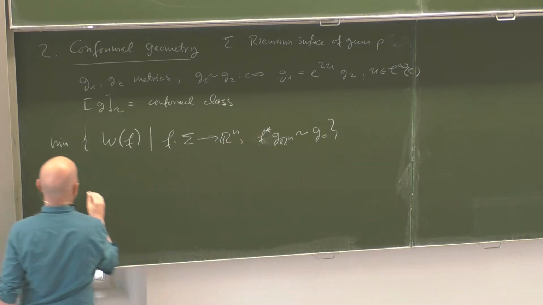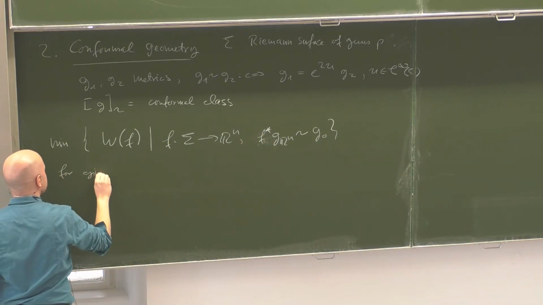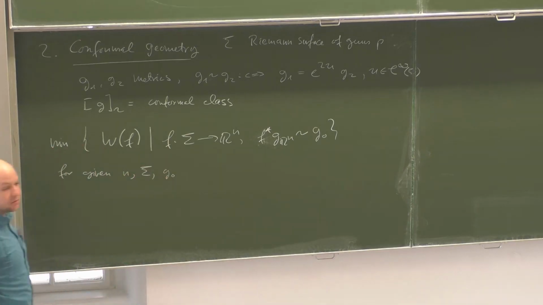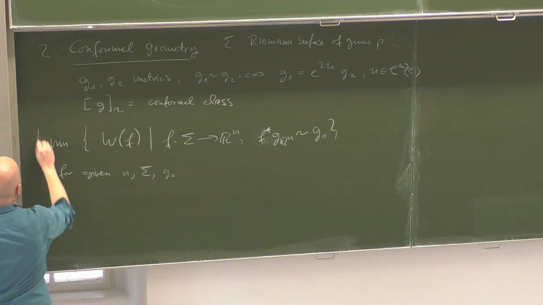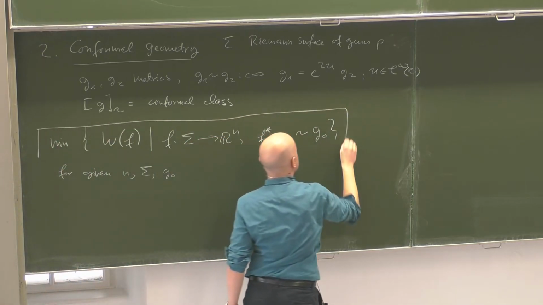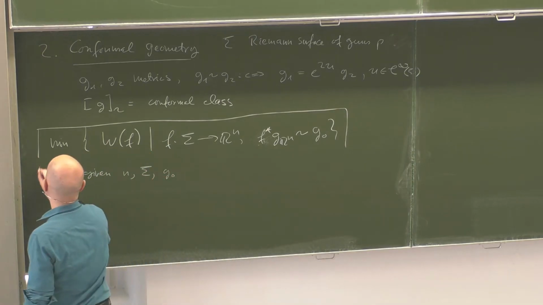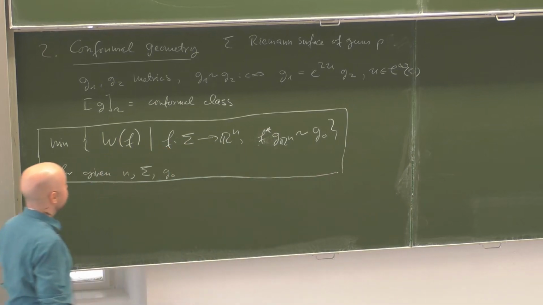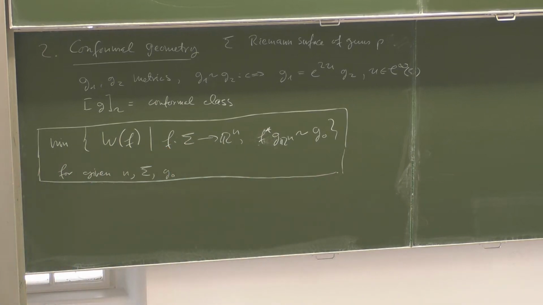Here, given n, of course, sigma, and a metric G0. This is a minimization problem one can study, and in fact, it's quite related to the Willmore conjecture, and understanding of this minimization problem may be very useful in the context of trying to extend the Marques-Neves result to the higher codimension case.